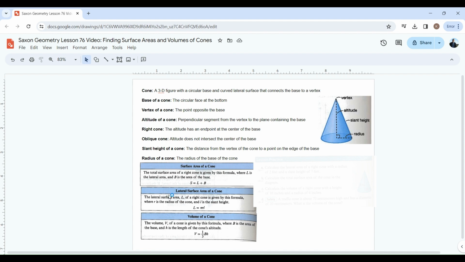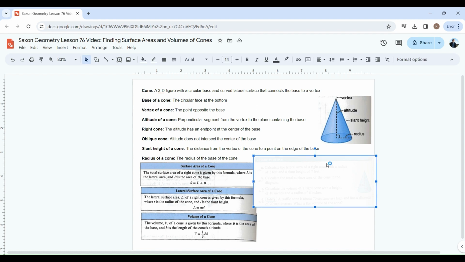And then lastly, the volume of a cone, that equation is 1/3 times the area of the base times the height. And when I say height, I really mean altitude, okay? Because that will work for any cone, whether it's a right cone or an oblique cone. You can use that formula.